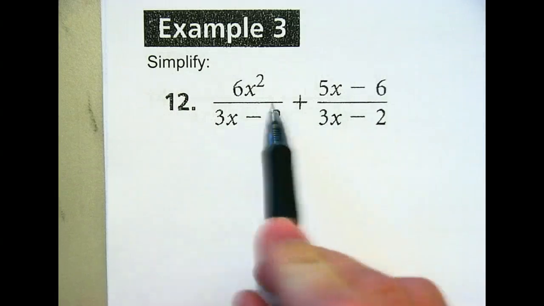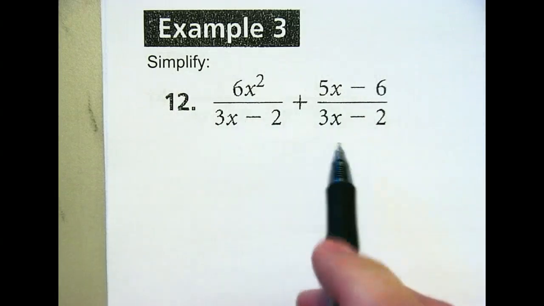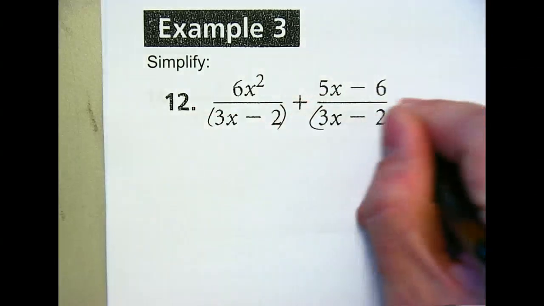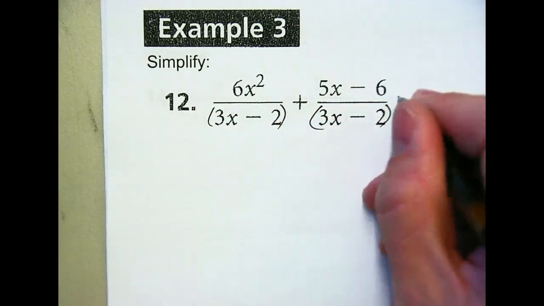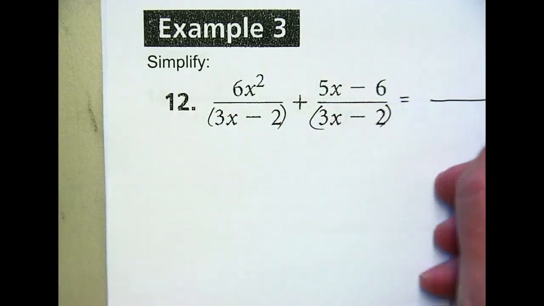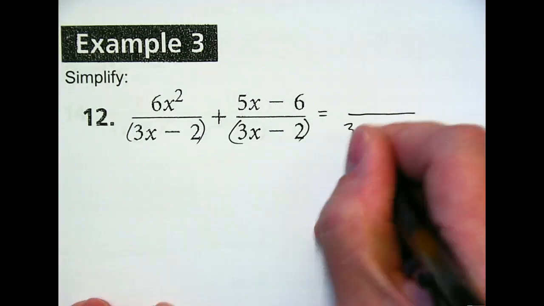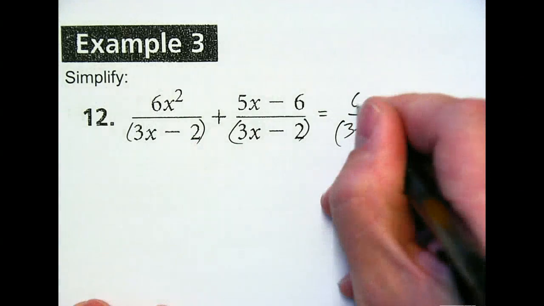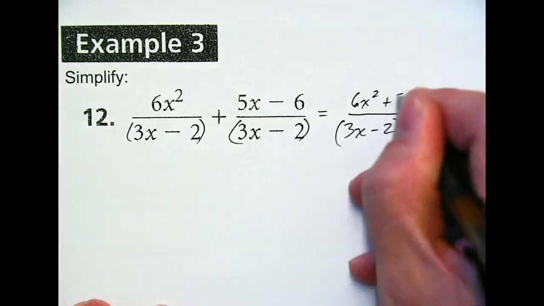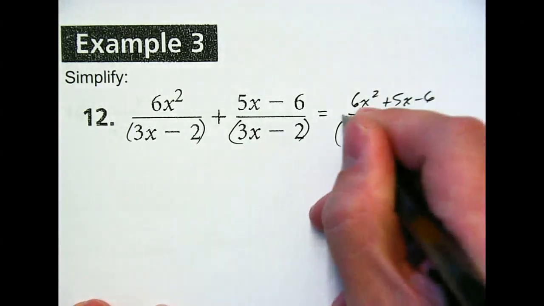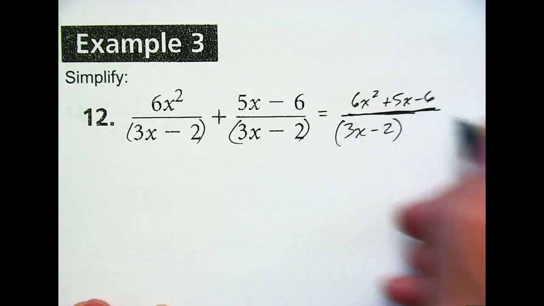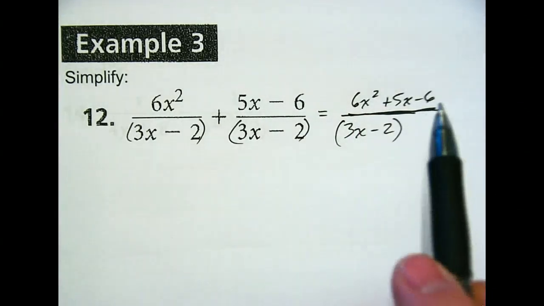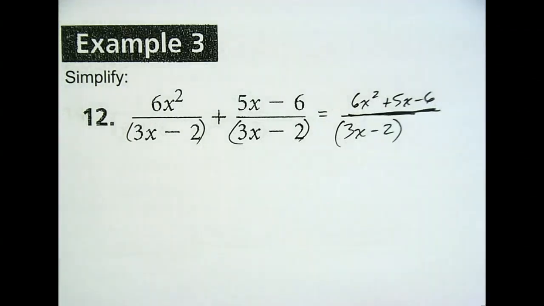Everything's factored on top and factored on bottom. The common denominator is 3x minus 2. So don't make it so complex that you think you have to do all this work to find a new common denominator when you already have one. There it is. So we add the top: 6x squared plus 5x minus 6. Now if I was a student sitting out there, I'd be going, why are you making me do that easy problem? We're not done, right? You have to factor the top.